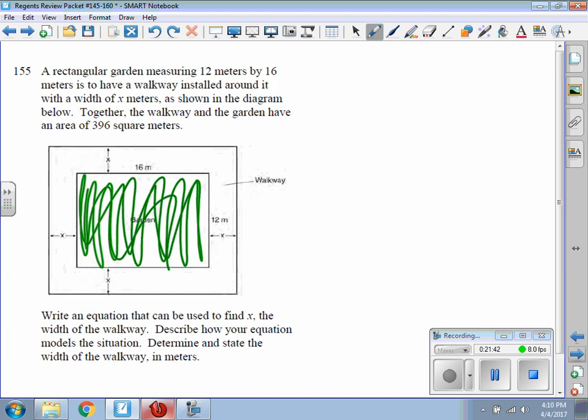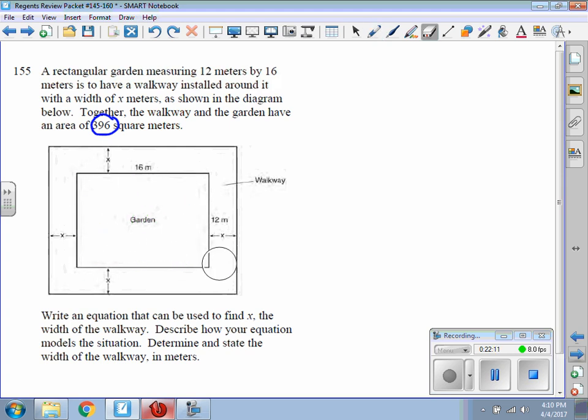All right, let's answer all those questions. So first, we need to write an equation that can be used to find x, the width of the walkway. Okay, well, we were told one of the areas. Were we told the area of the garden or the entire picture? Well, it says together the walkway and the garden have an area of 396. So that 396 is the entire outside rectangle. Area of a rectangle is length times width.